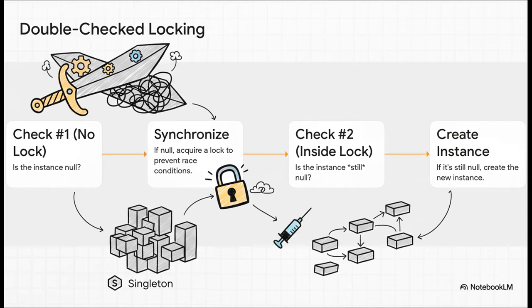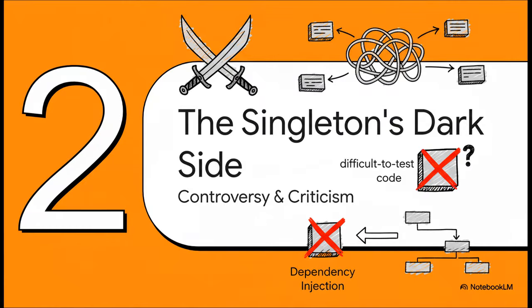Now you might be thinking, wait, why check twice? Well, because in the tiny slice of time it took you to get the lock, another thread might have gotten in, created the instance, and left. That second check makes sure you don't create a second one. It's a bit of a brain twister, but it makes the singleton thread safe. Okay, so we forged a powerful thread-safe tool. We should be good to go, right?